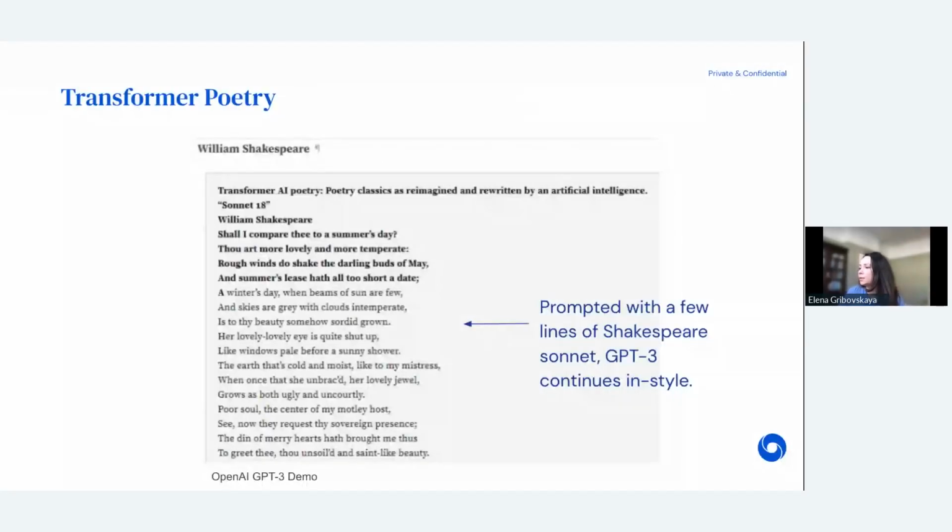To start with, on a light note, here's an example of transformer poetry. GPT-3 model prompted with a passage from Shakespeare's sonnet continues generating in style. So you can see that it captures the rhythm of poetry and style. Sometimes some passages sound quite funny, but overall it's an impressive jump in model performance.